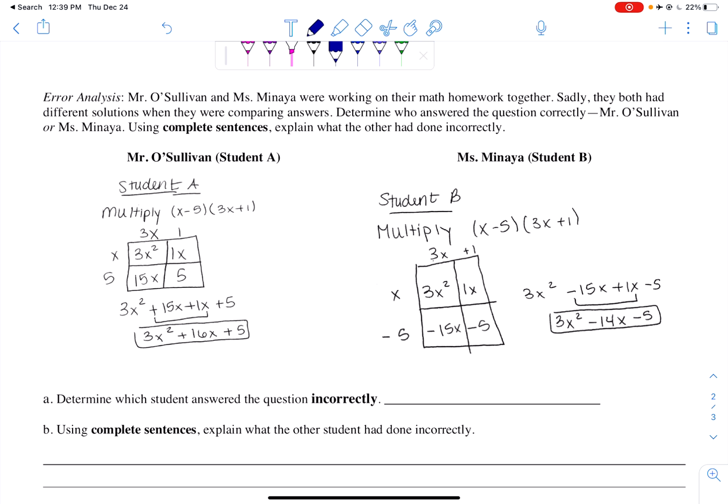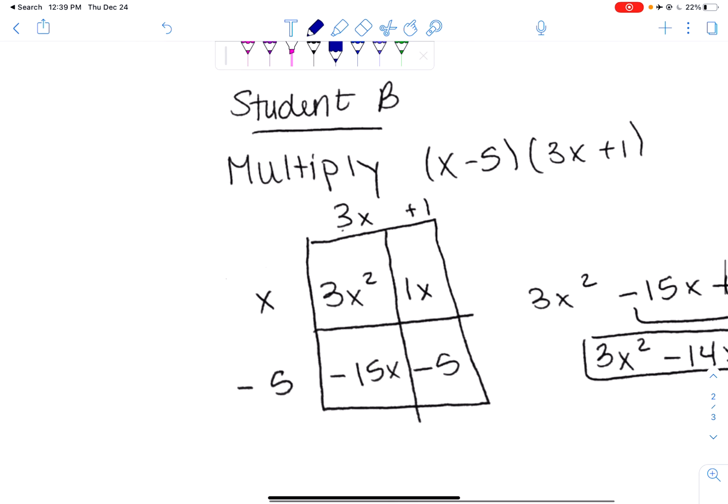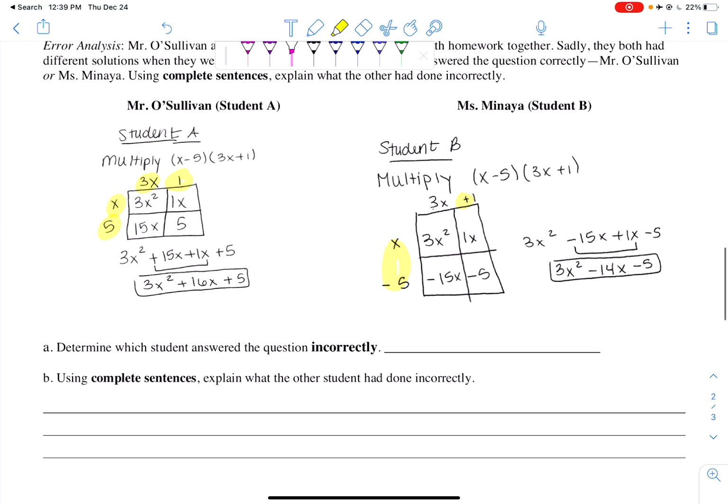So if I look at this, when Mr. O'Sullivan was performing the calculations, he wrote his x and his 5 and his 3x and his 1, just like he should. But there's a difference. If you look right here, Miss Minaya was putting signs on everything. Mr. O'Sullivan wasn't. So, which student answered the question incorrectly? It's pretty straightforward. Mr. O'Sullivan is the one who answered the question incorrectly.